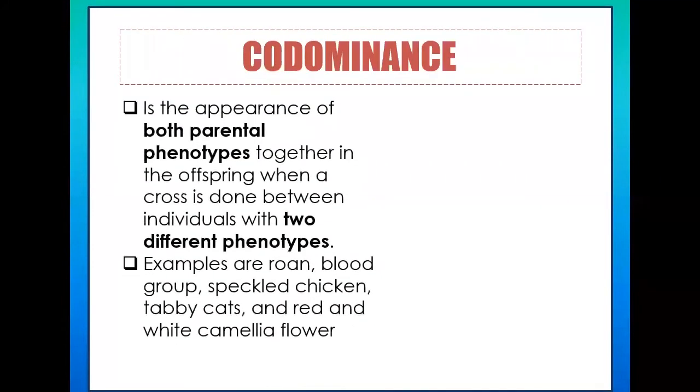Now let's proceed to codominance. From what we had earlier, codominance is the appearance of both parental phenotypes together in the offspring when a cross is done between individuals with 2 different phenotypes. So both parental alleles are expressed in the offspring. Examples are roan, blood group, speckled chicken, tabby cats, and red and white camellia flower.